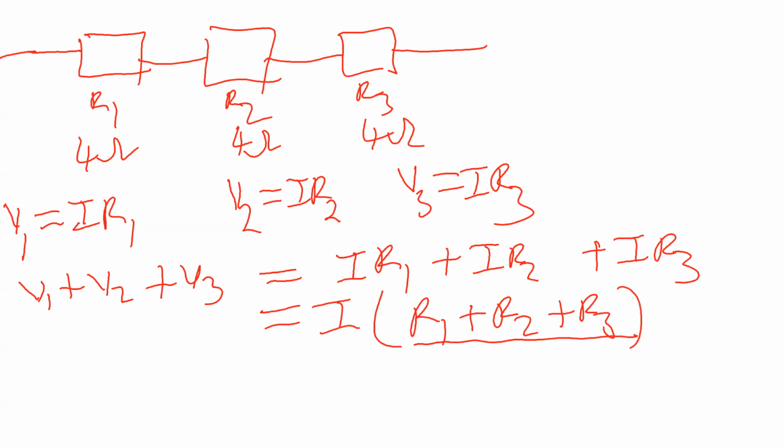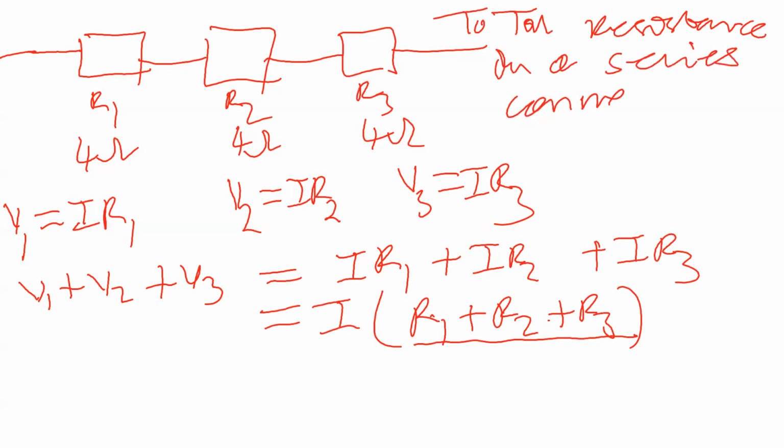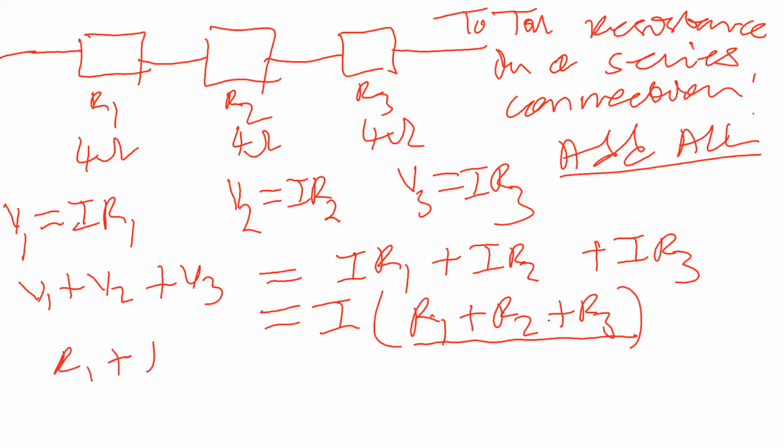It's simple, just adding these resistances. So total resistance in a series connection is simple. You just add all. So the total resistance will be R1 plus R2 plus R3. That will be 4 plus 4 plus 4, which is equal to 12 ohms. Right? Simple and straightforward.